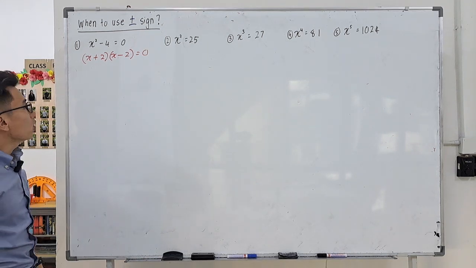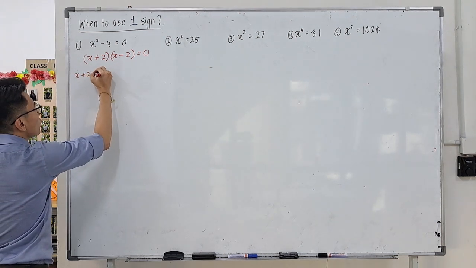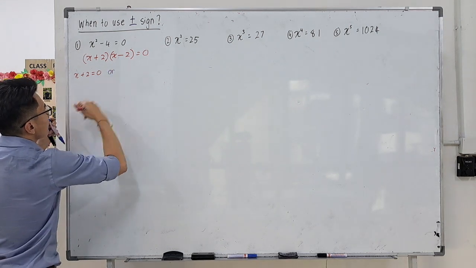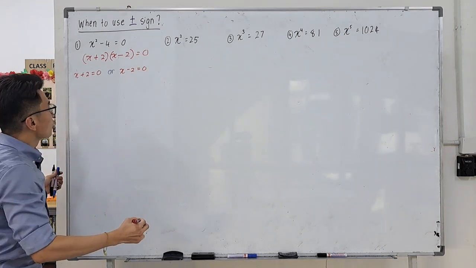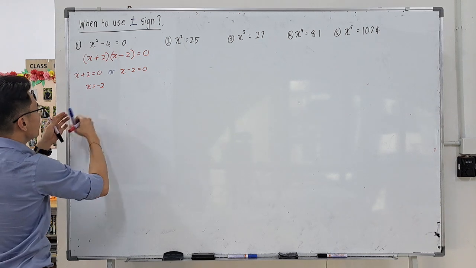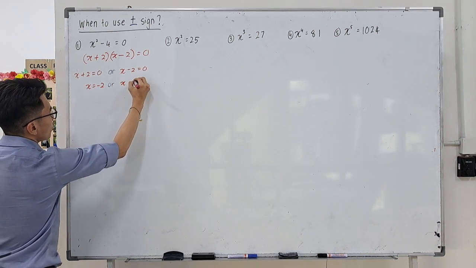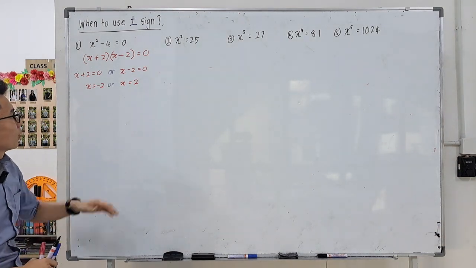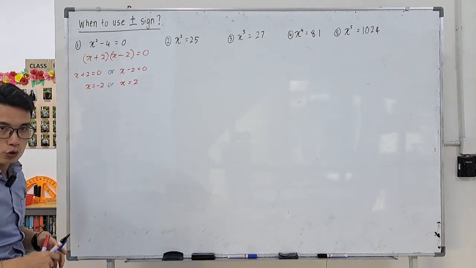Now with this, we can say x plus 2 is equal to 0, or I can say x minus 2 is equal to 0. So x over here is going to be negative 2, or x over here is going to be 2. So what am I trying to show you over here? That there are two values of x that can make this equation true.